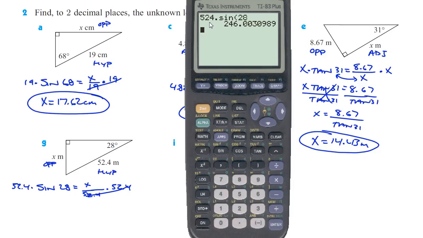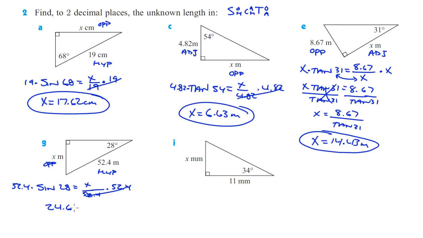Oh, I did 524. I'm like, 246 is way too big for that. So let's try that again. 52.4 sine 28 gives us 24.60. That sounds a lot better. 24.60 meters is what x is.